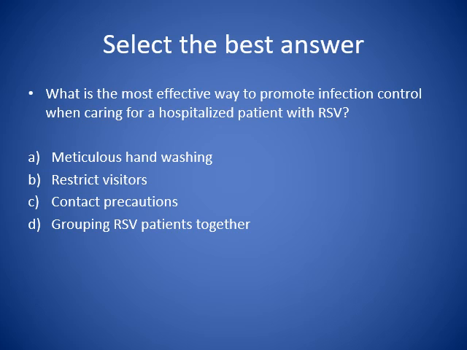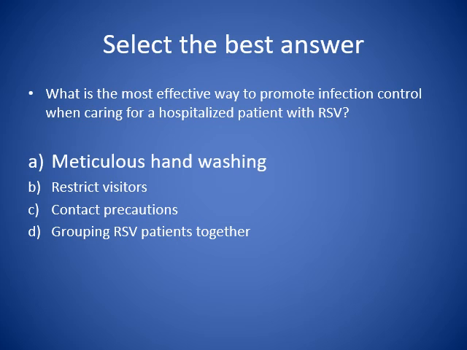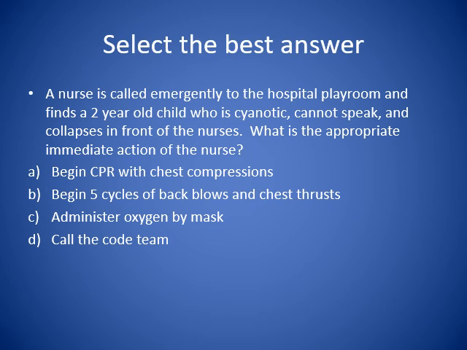What is the most effective way to promote infection control when caring for a hospitalized patient with RSV? A. Meticulous hand washing. B. Restrict visitors. C. Contact precautions. Or D. Grouping RSV patients together. If you didn't guess A, you need to go back to nursing 1010. Just kidding. Hand washing is always the number one way of preventing the spread of infection of everything.